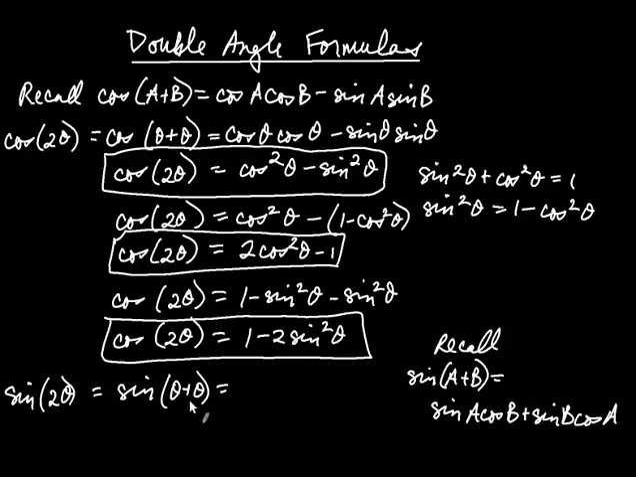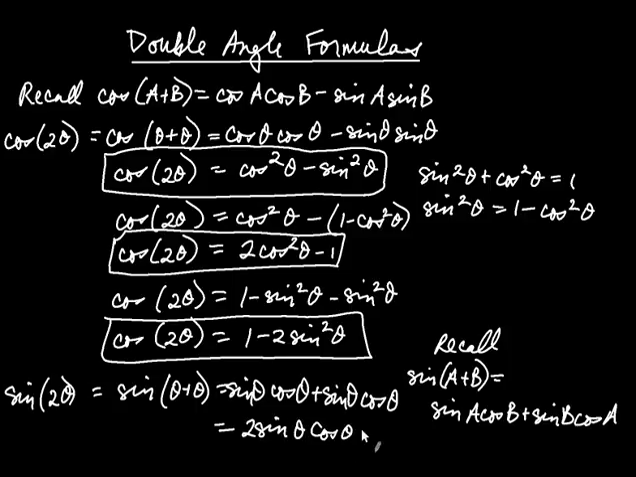Now, if you expand it out using the sum formula where a and b are theta and theta respectively, you get sine theta cosine theta plus sine theta cosine theta. So let's write that down. Sine theta cosine theta plus sine theta cosine theta. And now you can combine like terms because these are the same. So you get 2 sine theta cosine theta. And that, of course, is equal to sine of 2 theta.